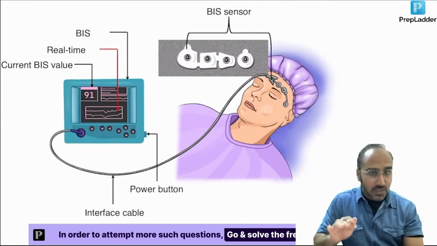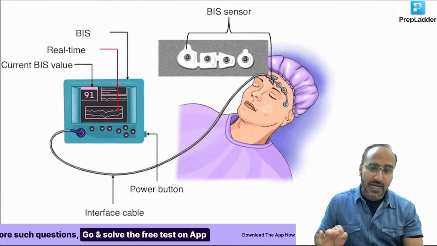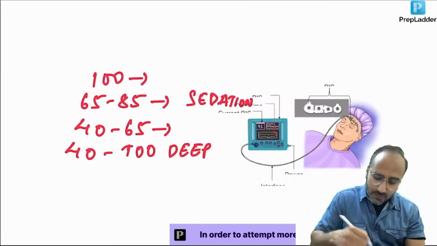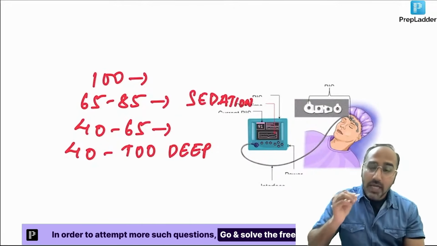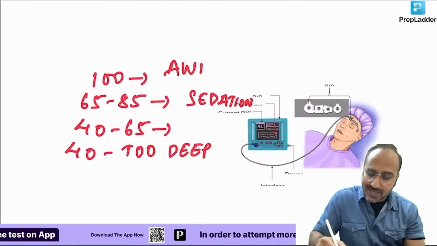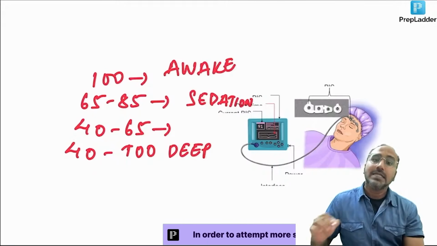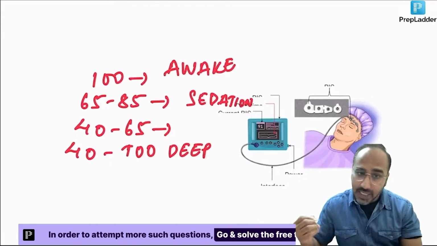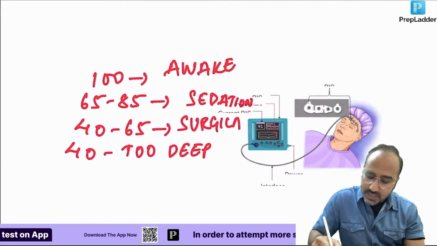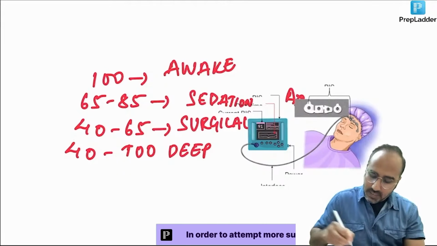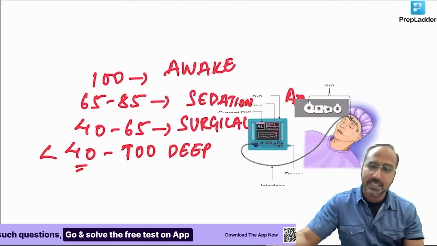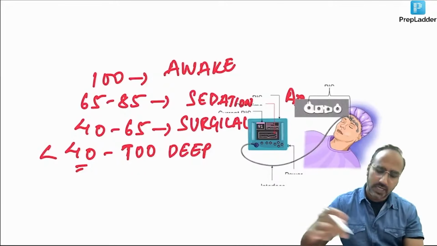So for awareness, the monitoring used is bispectral index monitoring. Now guys, regarding bispectral index, the values of BIS range from 40 to 100. If the value is 100, that means the patient is awake. 60 to 85 is the BIS required for sedation. 40 to 65 is the BIS required for surgical anesthesia. And less than 40 means the patient is too deep under anesthesia. Usually for surgical anesthesia, it is 40 to 65.